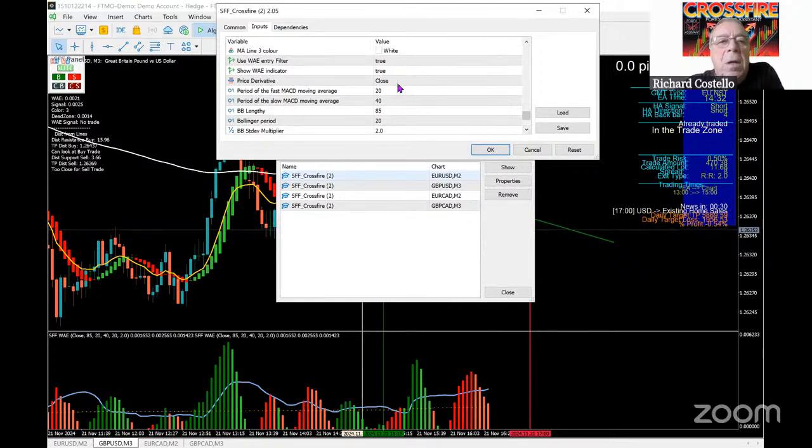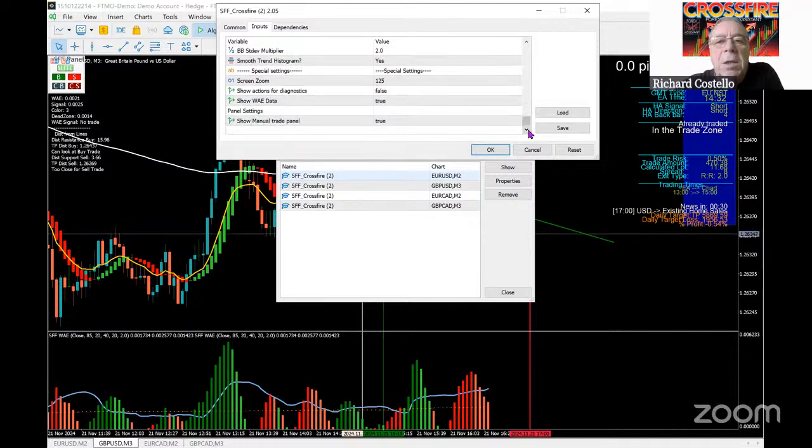And then these are the Wada-Atta. I want to use the Wada-Atta filter. If you don't want to use it, you can change that to false. I find the Wada-Atta keeps me out of trades.